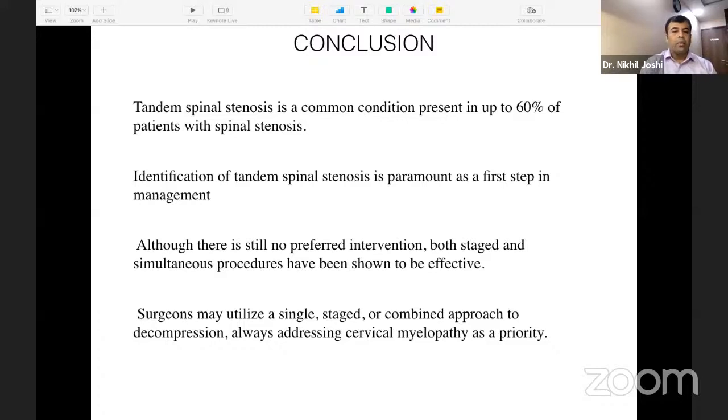But if the patient is very frail, as one of the studies has mentioned earlier, age more than 60, and if the expected blood loss is more than, say, 400 ml, and the duration of anesthesia is going to be very high, in that case, I think the staged approach is an ideal one. And I think this has been highlighted again in this paper as well.